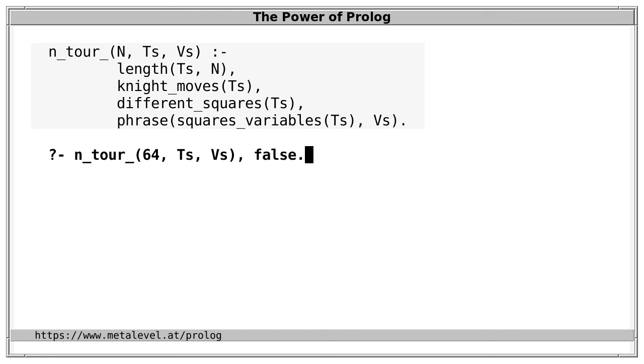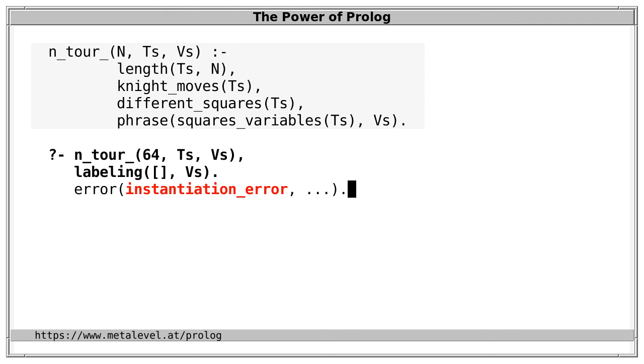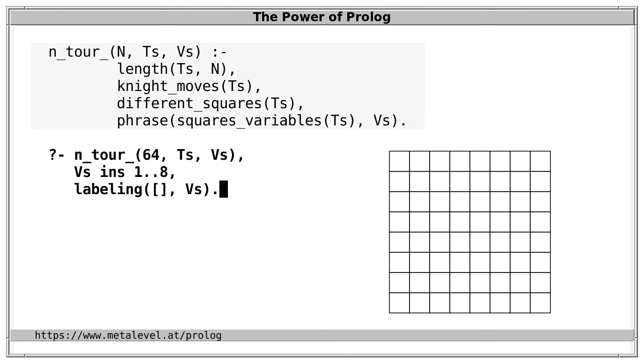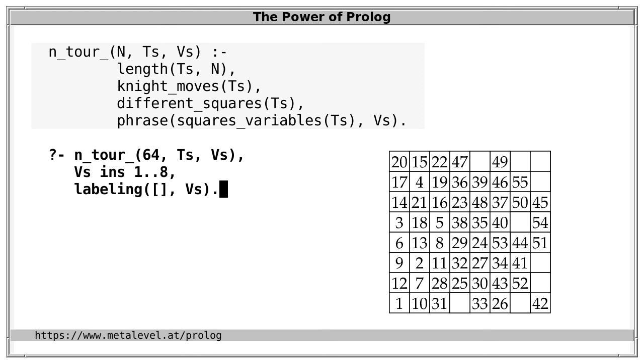And for concrete solutions, we label the variables, using for example the predicate labeling. The first argument are the labeling options, we use the empty list for the default options. And now we get an instantiation error. That's because to guarantee termination, labeling requires that all variables have finite domains. So as an additional constraint, we say that Vs are integers between 1 and 8. And now, when we post this, first it takes a while to set up the constraints. And once they are all posted, labeling searches for concrete solutions.